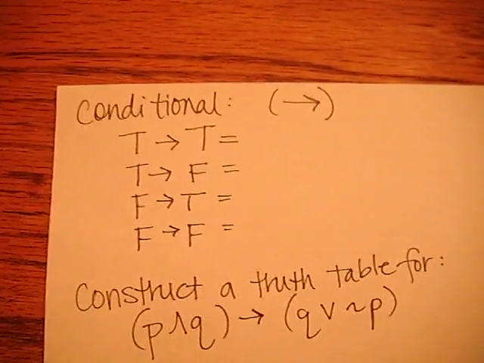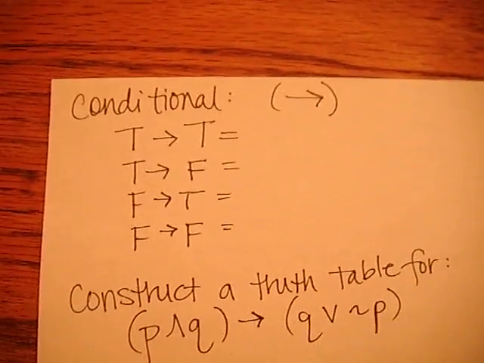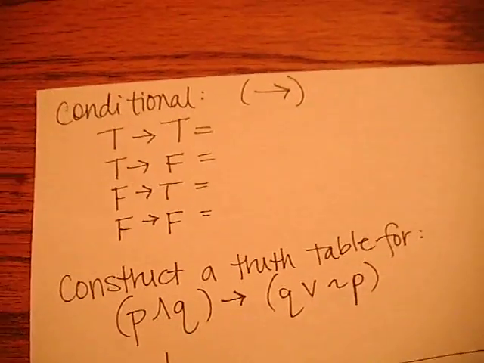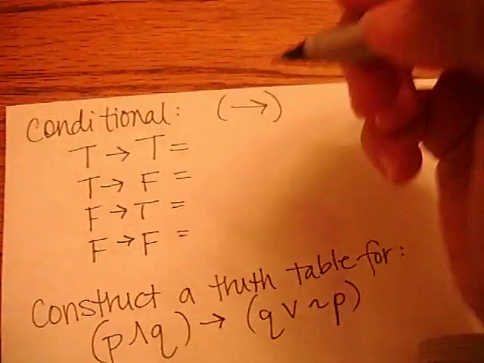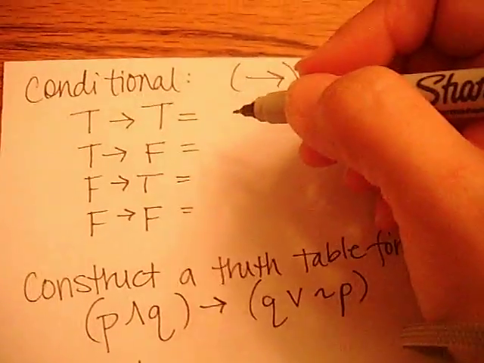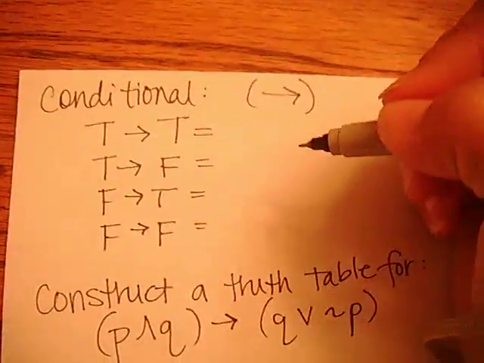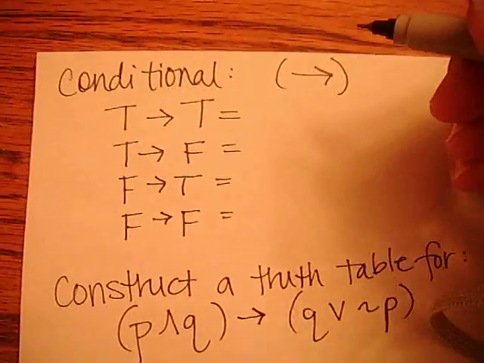Alright, this is part 2 of truth tables, and I hope you're doing okay so far. Now we're going to introduce the conditional, which can make it a little bit more complicated. So first let's go through the rules for the conditional. We also think of this as an if-then statement.